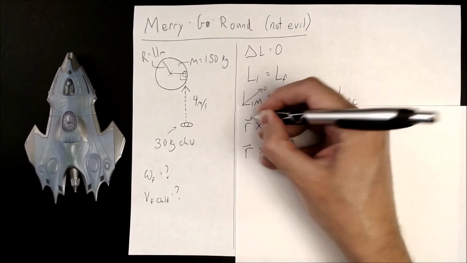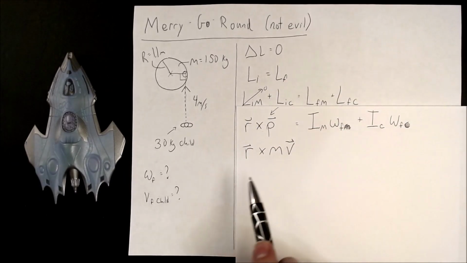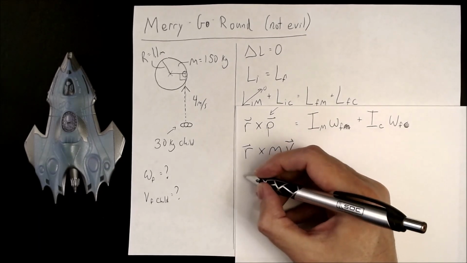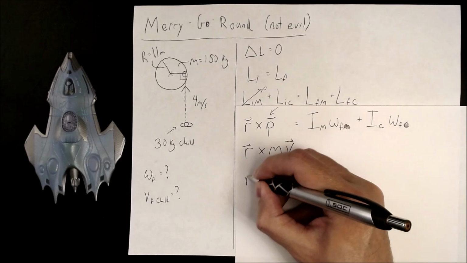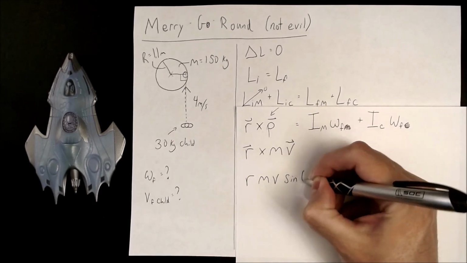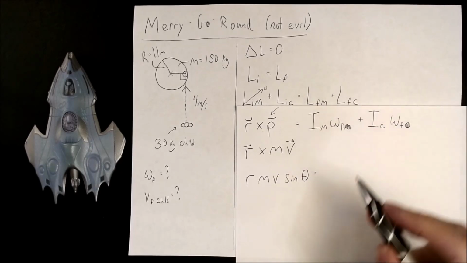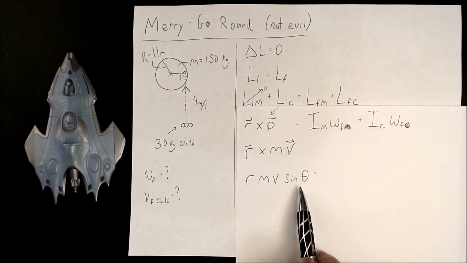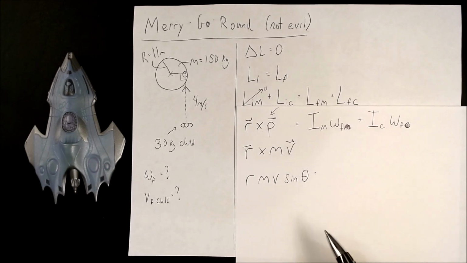And these are all vectors. Now, what else can we call this? This can also be r mv sine theta. The cross product will often just turn into the sine of theta. Always in this case. Now, what is the sine of theta?